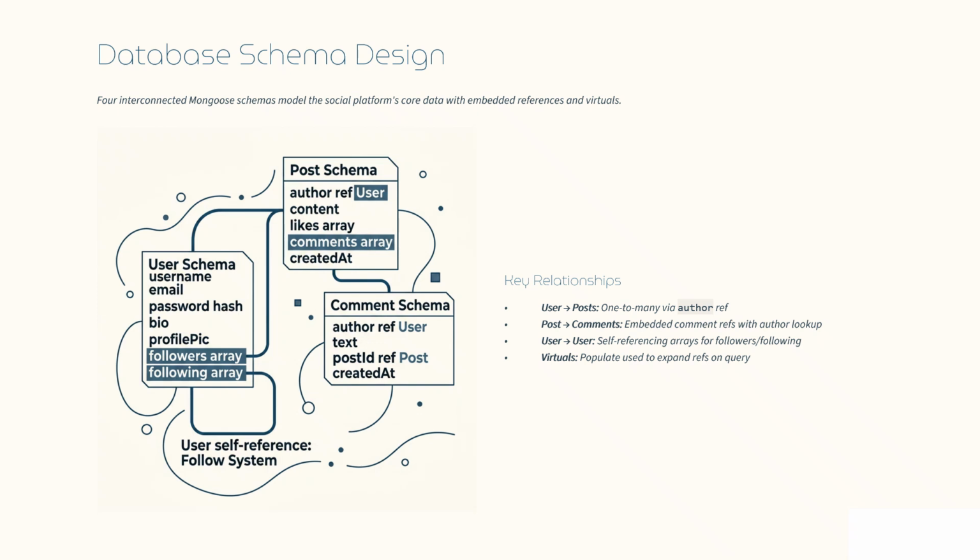Database schema design. This slide explains the database schema design. The user schema stores profile information, followers and following data. The post schema stores content, likes, comments and timestamps. The comment schema manages comments linked to post and user. The follow system uses a self-referencing relationship between users. Mongoose population is used to efficiently fetch related data across collections.